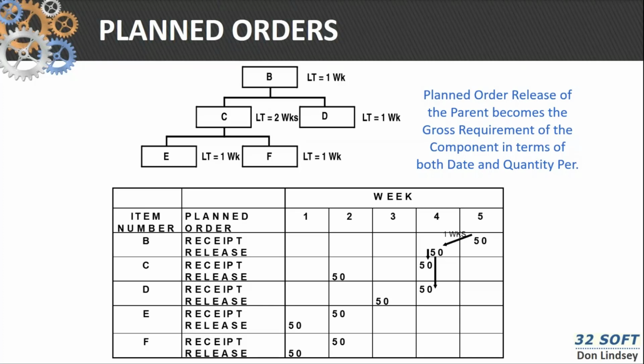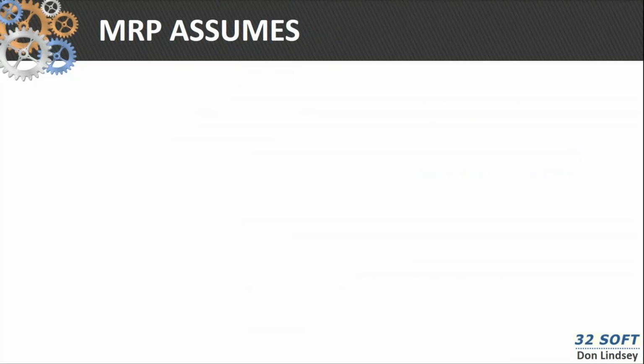B takes C and D, so that 50 release is going to feed down to the receipt in period 2, lead time offset, lead time offset. So that's how the system calculates the explosion of those net requirements.